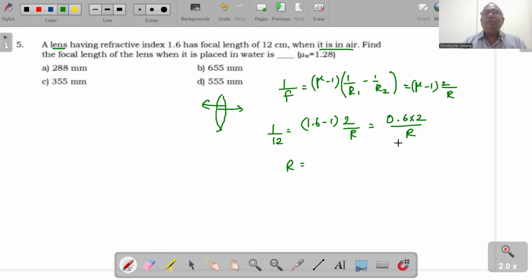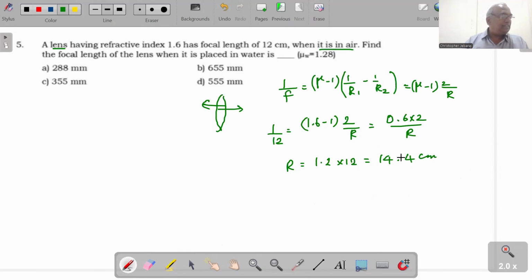R will be equal to 1.2 into 12, which is 14.4 centimeter. Sorry, this is in centimeter, no? So this is the radius of curvature. Now let us go to the second part.